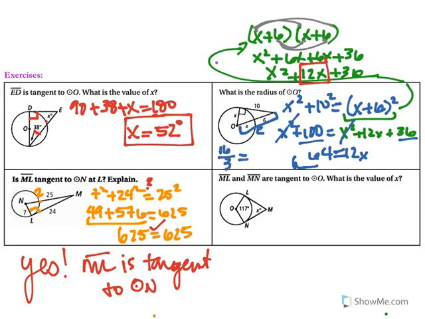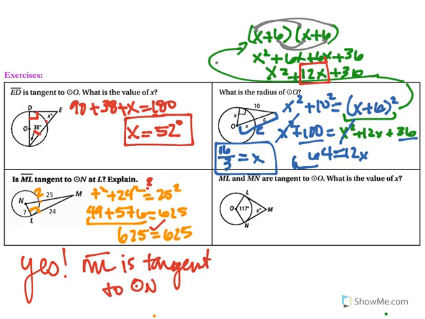I don't know what that is in the calculator, so if you put that in the calculator and get an answer, like if you do 64 divided by 12, check and see if that's the same thing as 16 divided by 3, because they should be the same. And that's what your radius is, that's what x is in this picture.